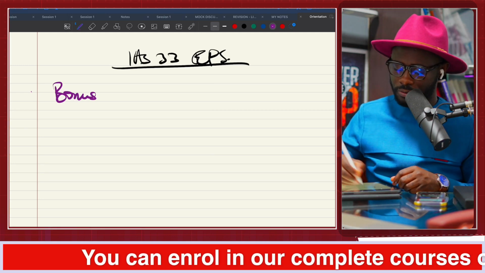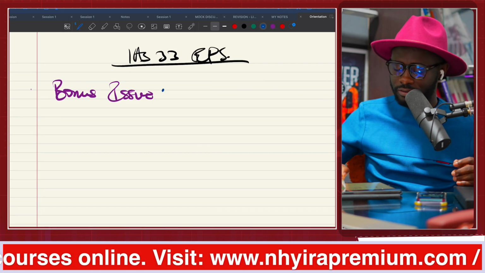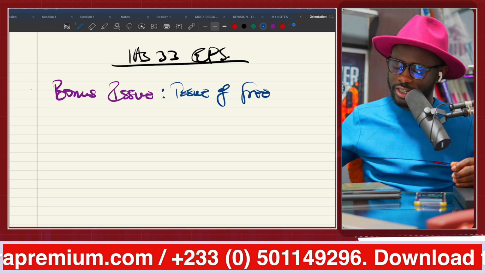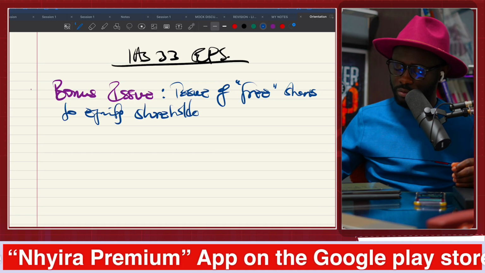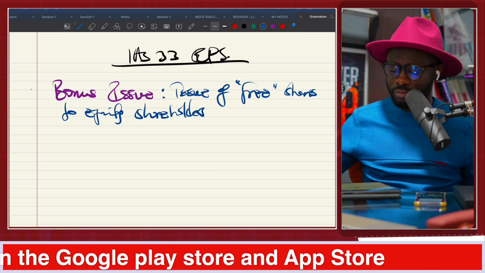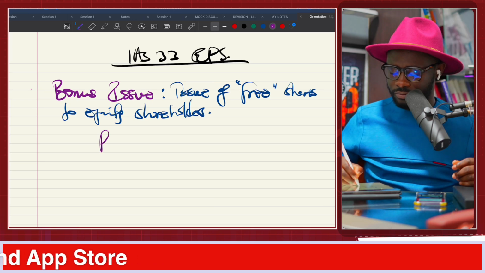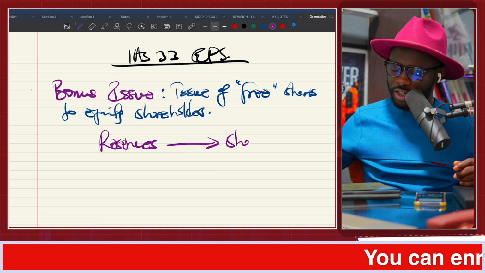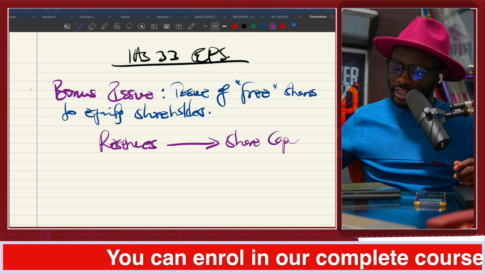So, bonus issue. Bonus issue simply refers to the issue of free shares to equity shareholders. That's all. Issue of free shares, technically, to equity shareholders. That's what we mean by bonus issue. So what does that mean in principle or in practice? It means that we are converting reserves into share capital.